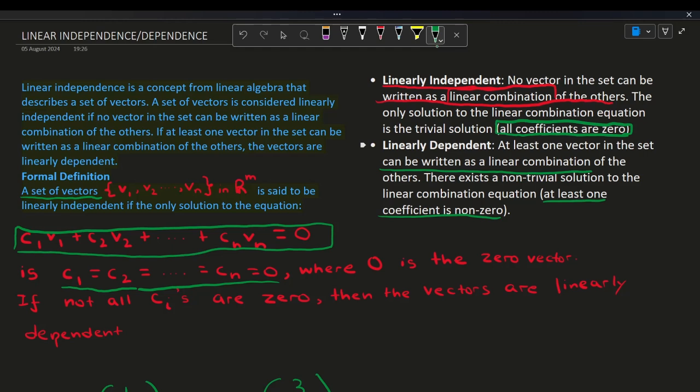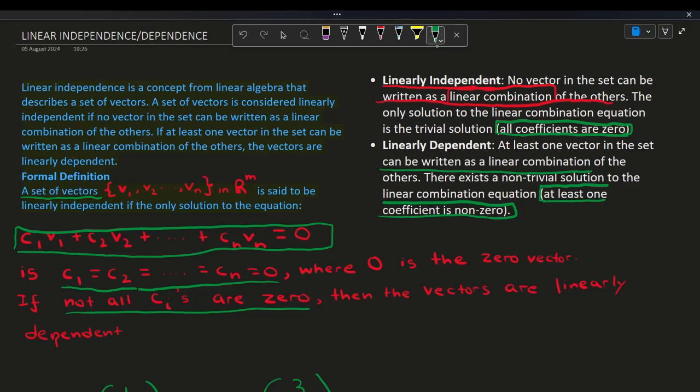So all the C's have to be 0, and they all have to be equal to each other, which is implied because they are all 0. And if not all Ci's are 0, then they're linearly dependent. So if we look back to the definitions, at least one coefficient is non-zero. That means at least one is not 0, so not all Ci's are 0. So this is the definition, and it still might be unclear to you, but let me explain it with the help of an example.